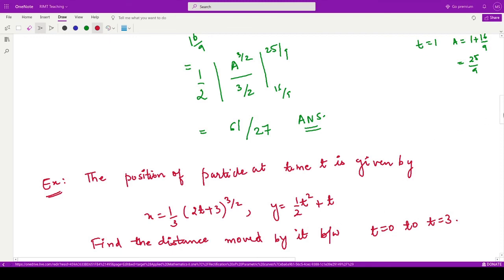The answer to it is 21 divided by 2. So that is it for this class.